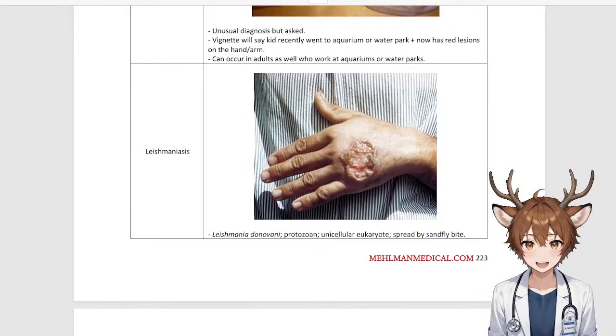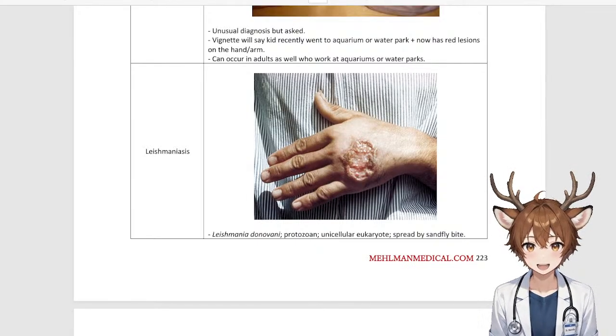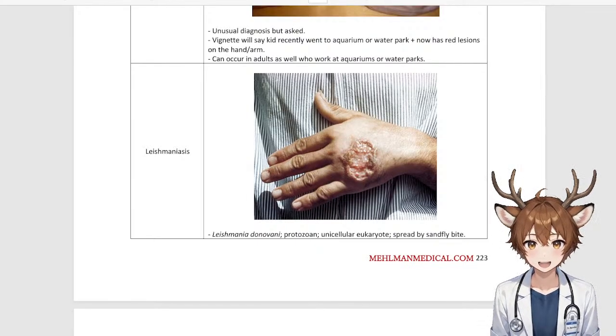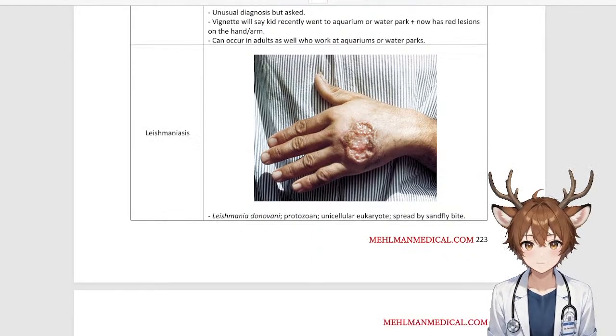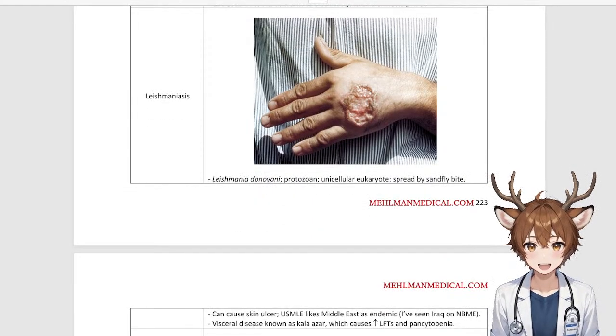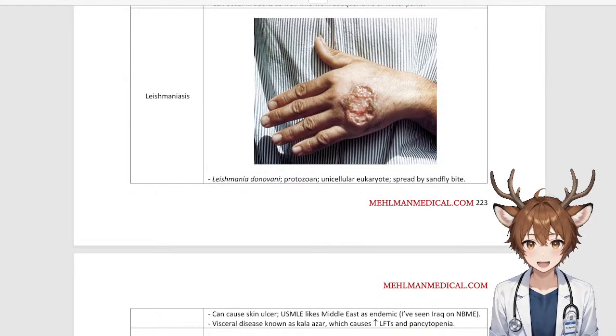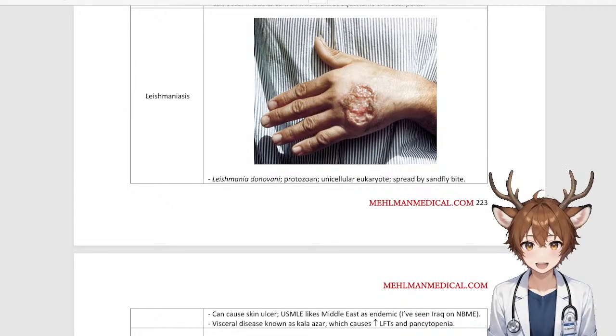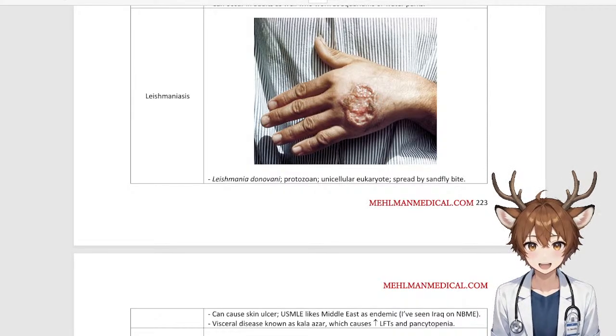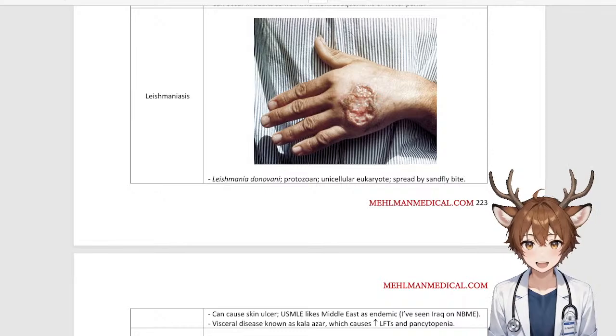Leishmaniasis, this is not fun. Leishmania donovani, a protozoan, unicellular eukaryote, spread by sandfly bite. Can cause skin cancer. USMLE likes Middle East as endemic. I've seen Iraq on NBME. Visceral disease is known as Kala-Azar, which causes an elevation in LFTs and pancytopenia.